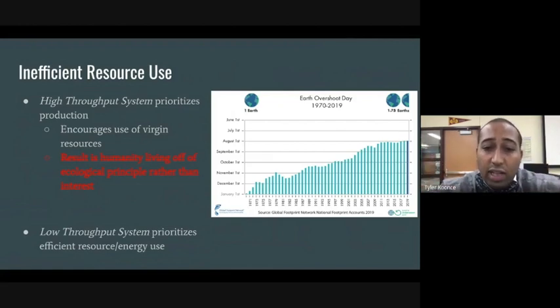With your ecological footprint, we'll talk about the overshoot day. That's essentially how much of the ecological principal of the earth are we using as opposed to the interest.